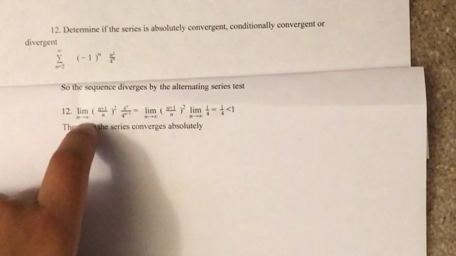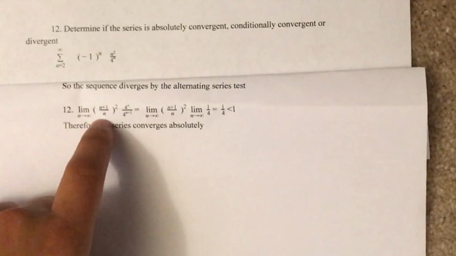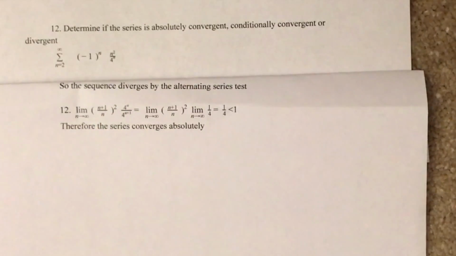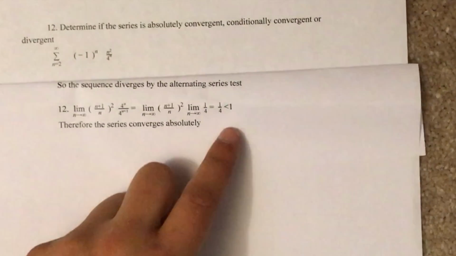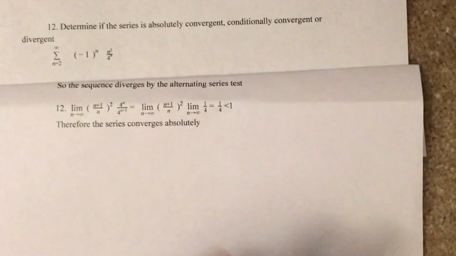When you use the ratio test, you'll find the limit as n goes to infinity of n plus 1 over n raised to the second power times 4 to the n over 4 to the n plus 1. And the limit as n goes to infinity is 1/4, and 1/4 is less than 1, and so therefore the series converges absolutely. So you don't need a test for conditional convergence.